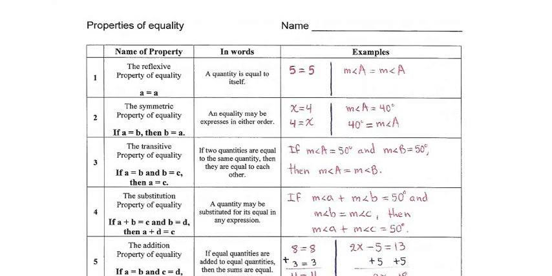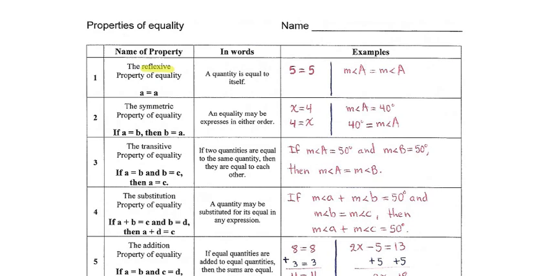Hi everyone. In this lesson, we're going to learn about the properties of equality, and then we're going to learn how to use these properties to write geometric proofs. So we have a few properties here. The first property that we're going to look at is the reflexive property of equality, and we do have symbols in this column, but we're going to go directly to the definition and then the examples here.